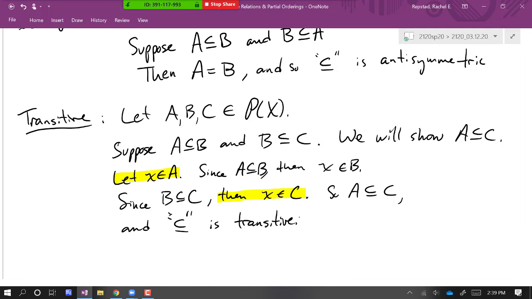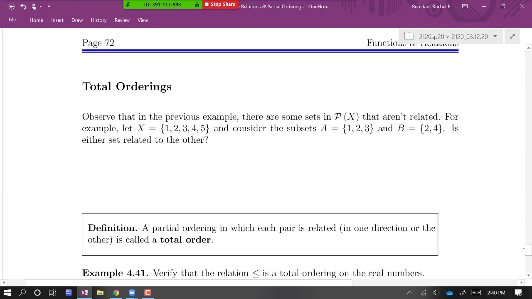So we have this relation called a partial ordering. And that suggests that maybe there are other orderings. What makes this partial instead of total? There is another relation that is a total ordering. And actually, before I talk about the difference, let's think about the last one we just did.